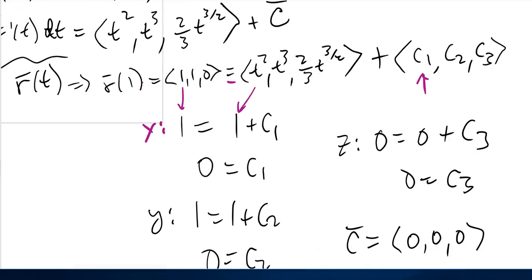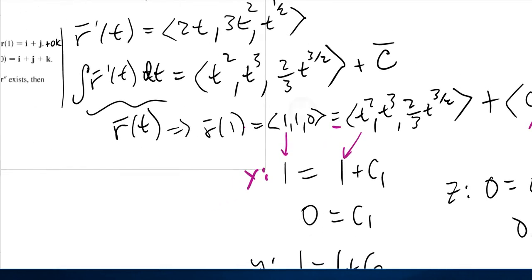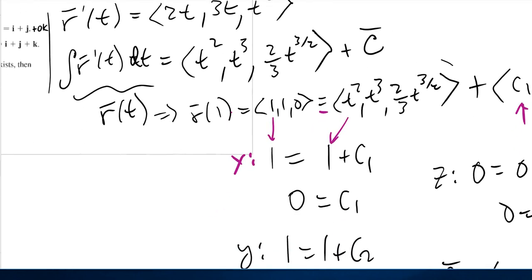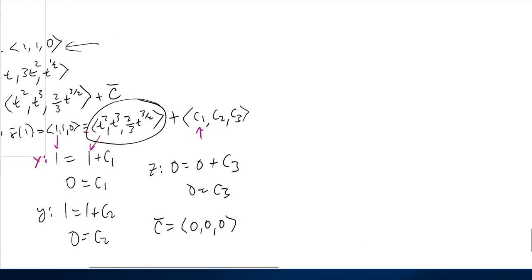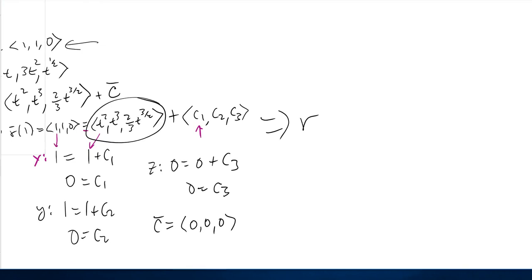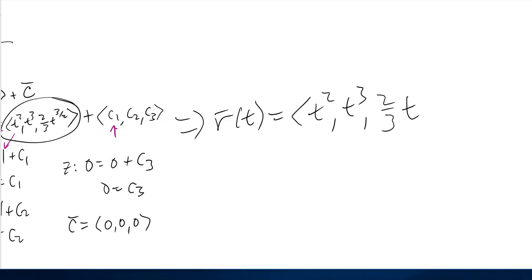Okay, so then r is just this right here, because the c's end up being 0. So this means then that r of t is t squared, t cubed, 2/3 t to the 3/2 power. You can leave it like that. There you have it.